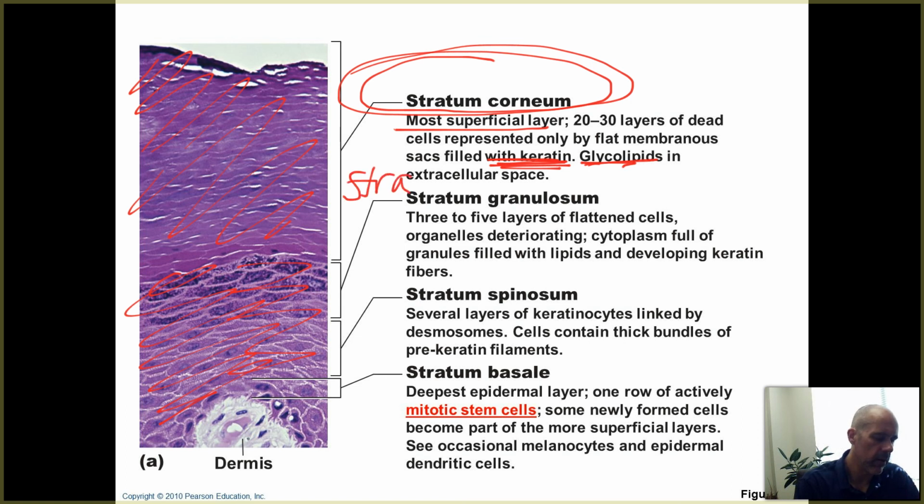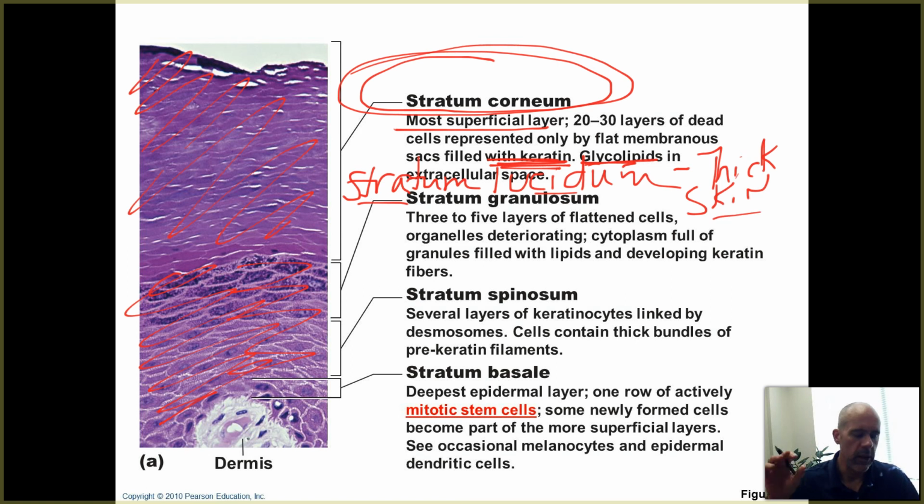Stratum lucidum. In thick skin, you have an additional sublayer between the stratum granulosum and the stratum corneum called the stratum lucidum. And the reason it's lucid is that it looks clear. The dead cells in there actually have a clear appearance, but you only see that in thicker skin areas, like on the soles of the feet.